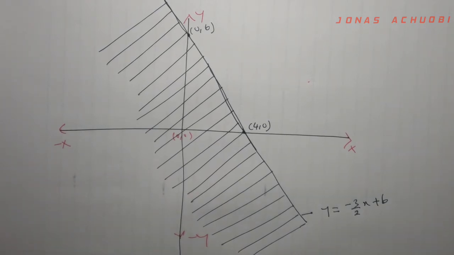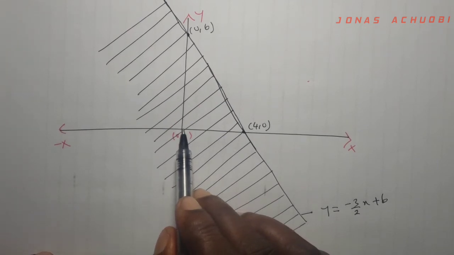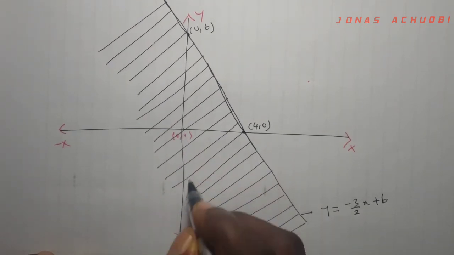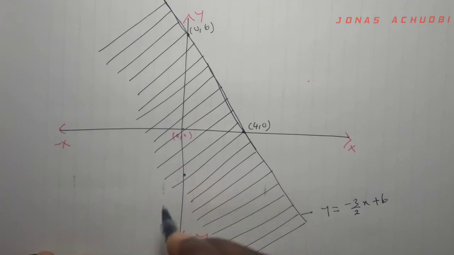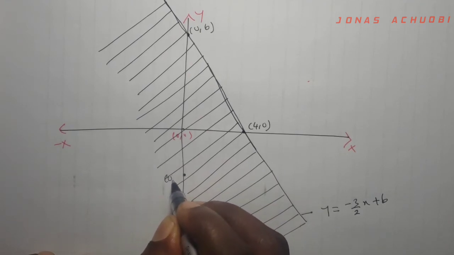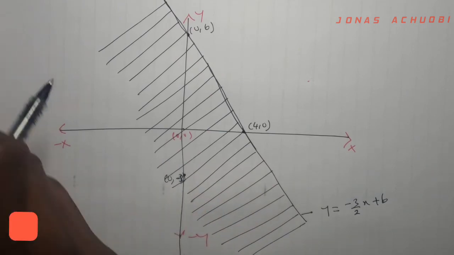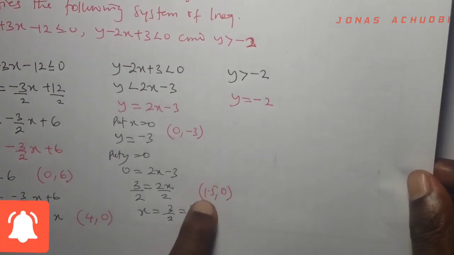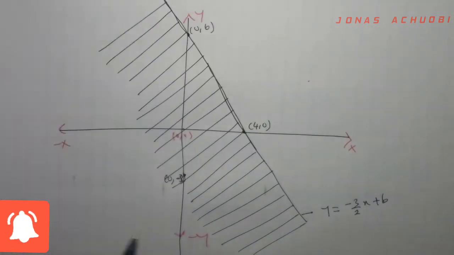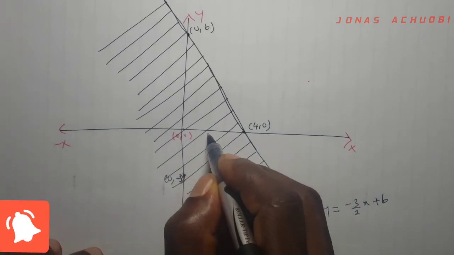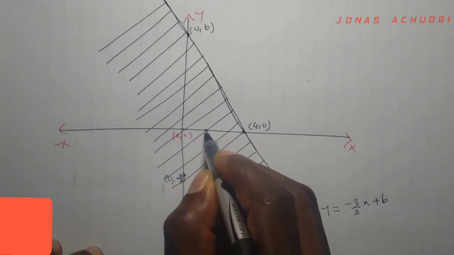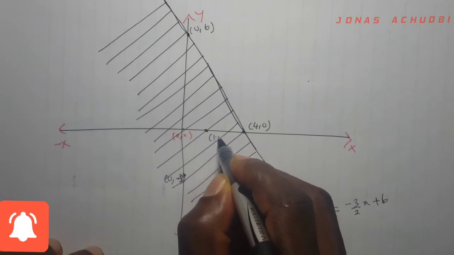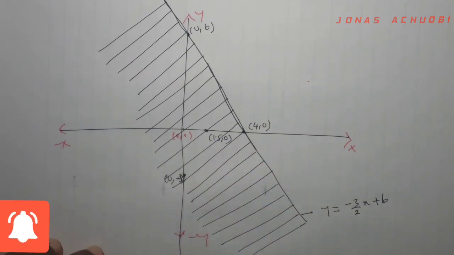The points, rather. So 0 and minus 3. When x is 0, y is minus 3. That is down, so somewhere here. So when x is 0, y is minus 3, somewhere there. The second point, when x is 1.5, y is 0. When x is 1.5, y is 0, somewhere there.